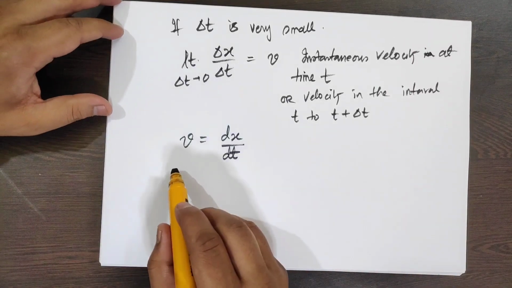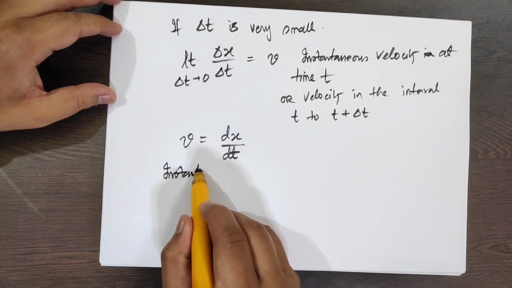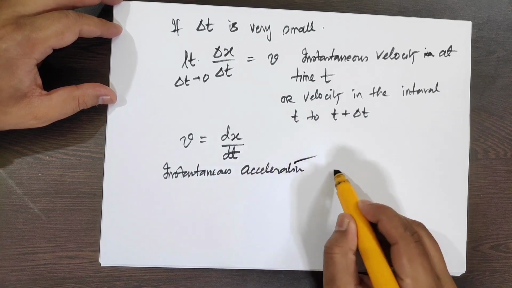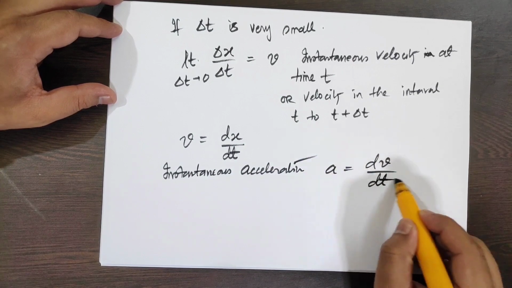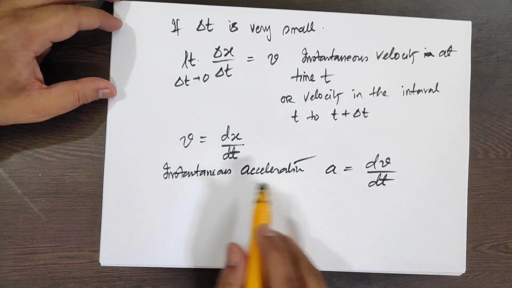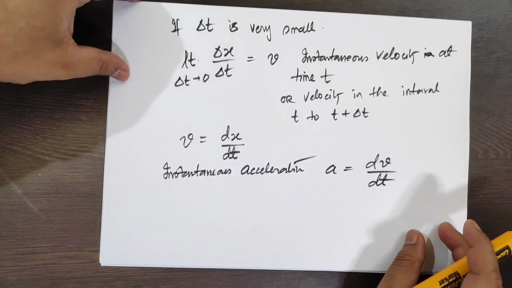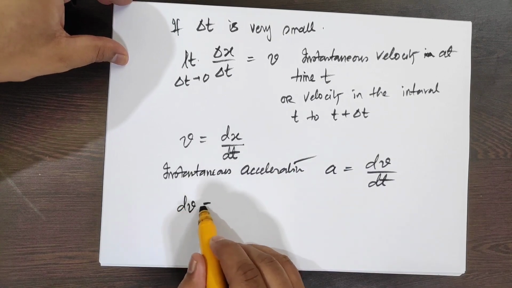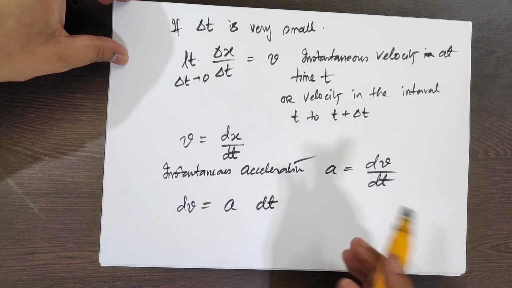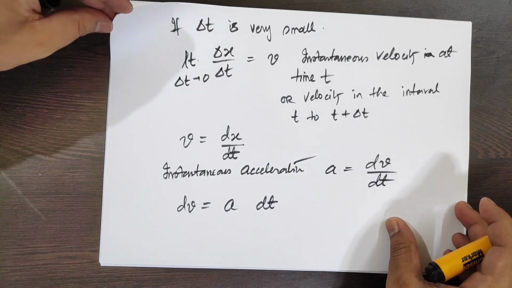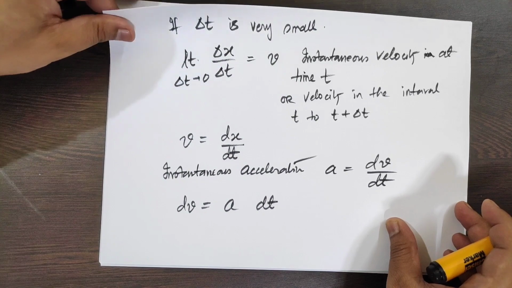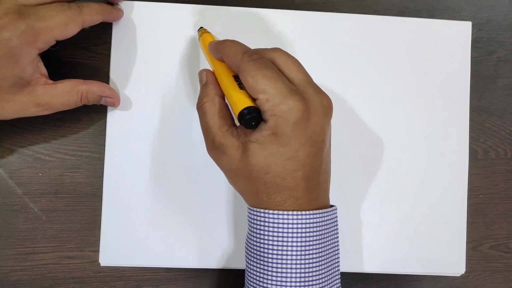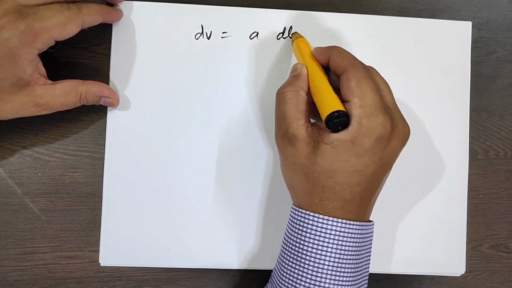Now, the same way we can write the instantaneous acceleration. Instantaneous acceleration a is equal to dv by dt, the rate of change of velocity with time. So now I hope you have gone through the integration lectures. So dv equals a times dt. Now let us consider first constant acceleration motion.